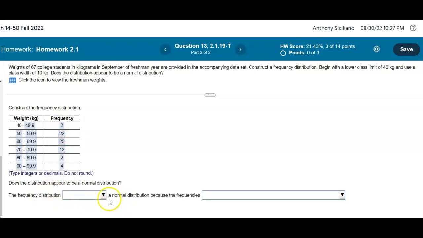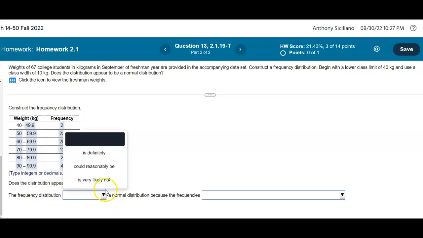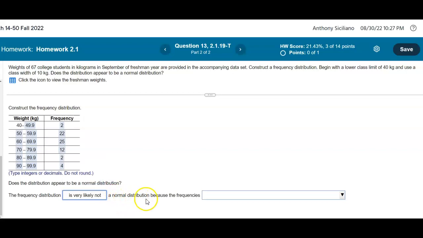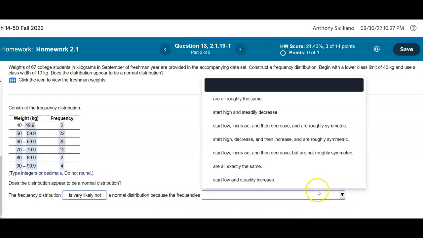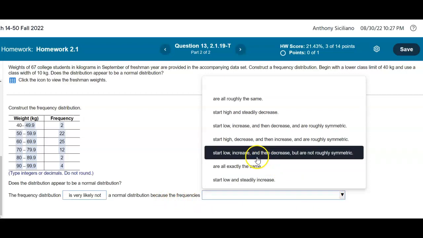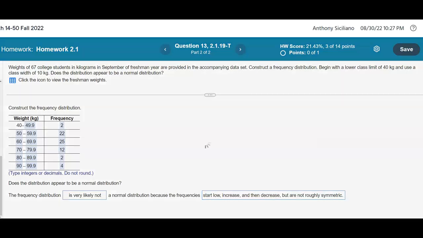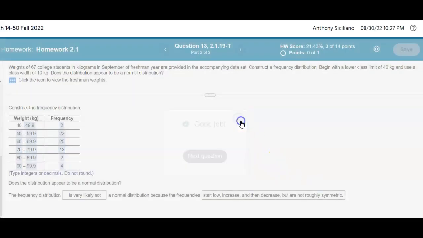So we're going to say the frequency distribution is very likely not a normal distribution, and that is because the frequencies start low, increase, then decrease, but are not roughly symmetric. Checking our answer, and there is our result.